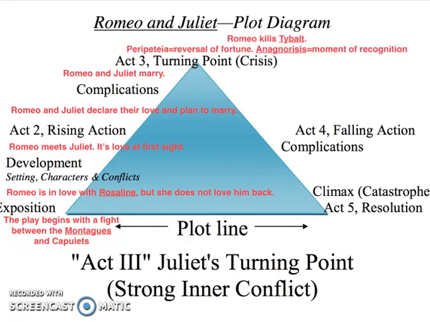Then we have the turning point, which is the beginning of Act 3. Romeo ends up killing Tybalt despite his efforts not to get involved in any violence. We call this peripeteia, which is the reversal of fortune. And Romeo not only has a reversal of fortune, but he recognizes it when it happens, that he has fallen into the hands of fate.